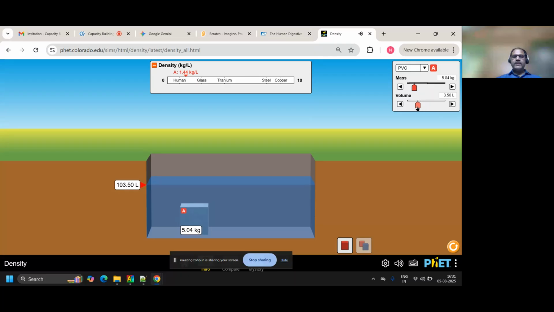Even if I increase the volume, it is not able to displace that much. So it is sinking. Next thing, let us take foam.